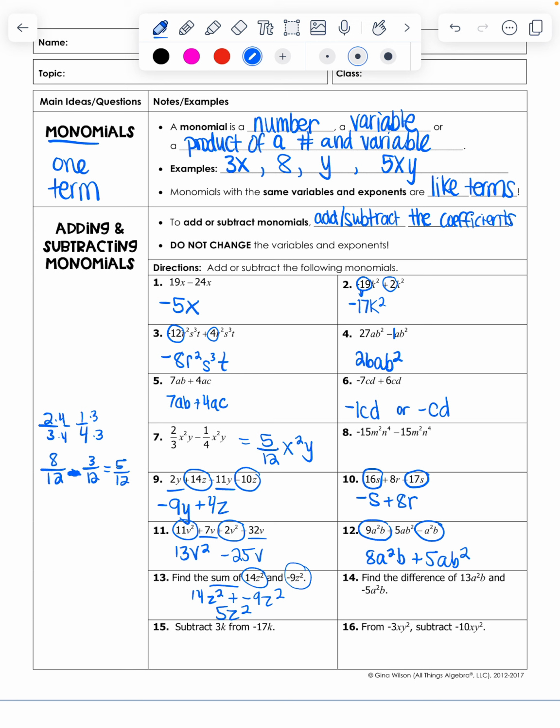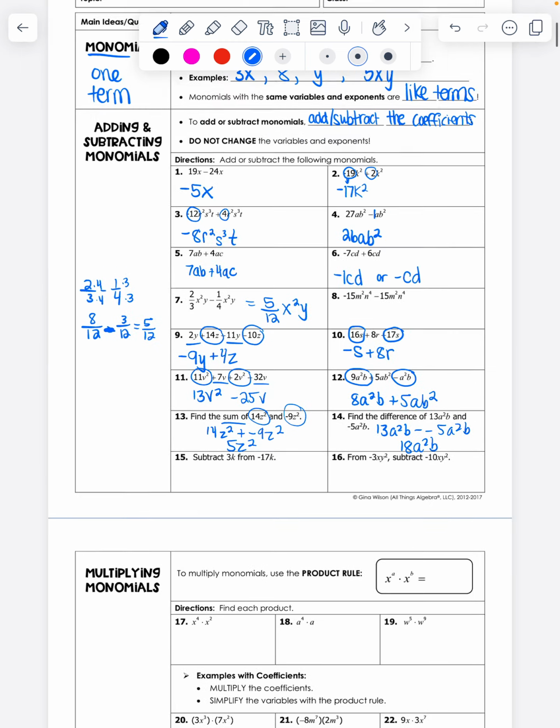And then difference means subtract. So find the difference of 13a squared b minus negative 5a squared b. Just be careful: when we subtract a negative, it really turns to addition, so this would be 18a squared b.